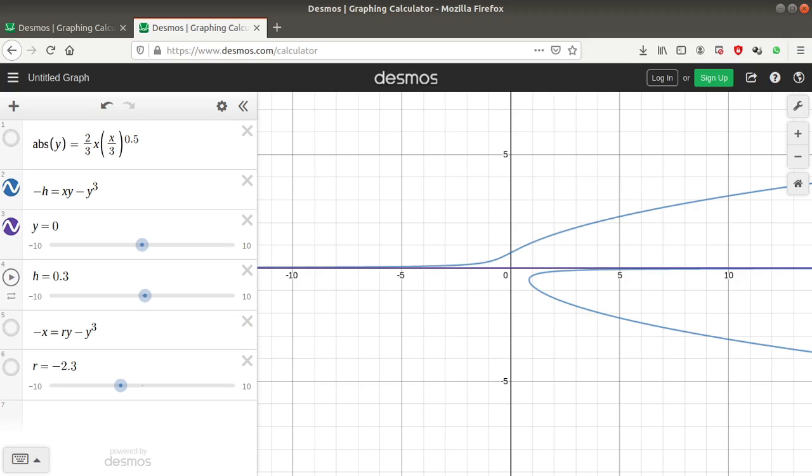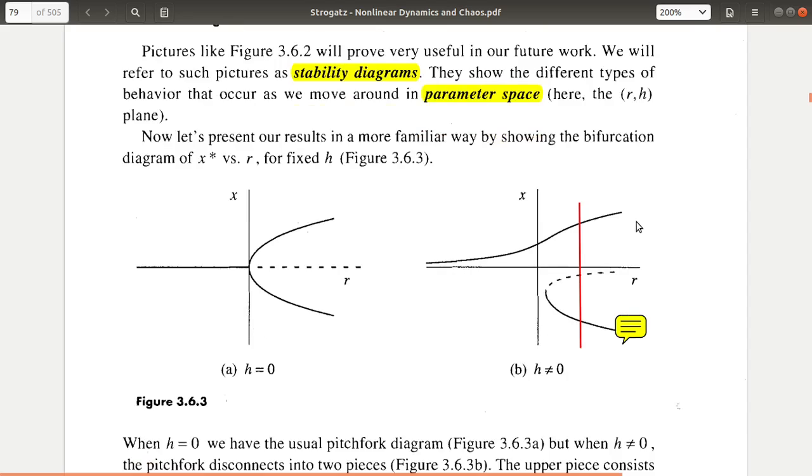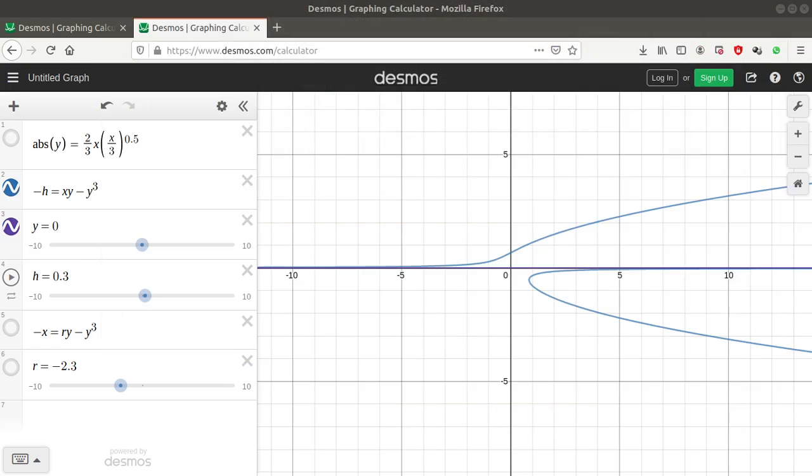If we see it in this book, the bifurcation diagram will look like this, where this branch we observe to be unstable, therefore we have represented it in this manner, and these other branches are stable. Fine. So that's a bifurcation diagram for a fixed h value.